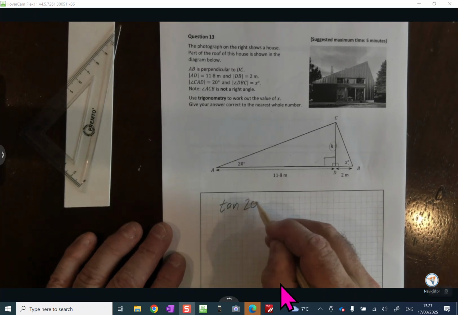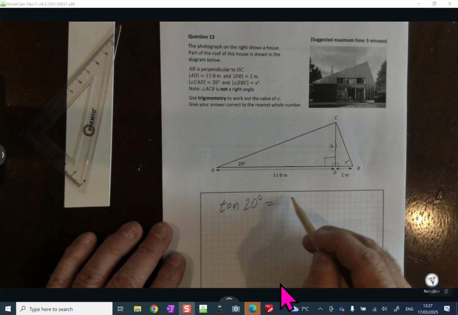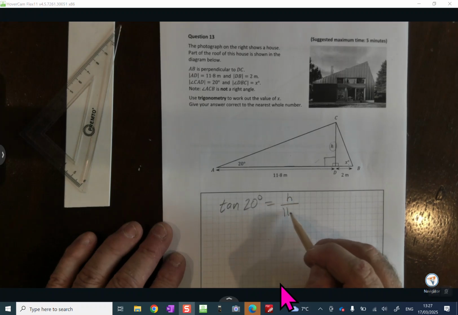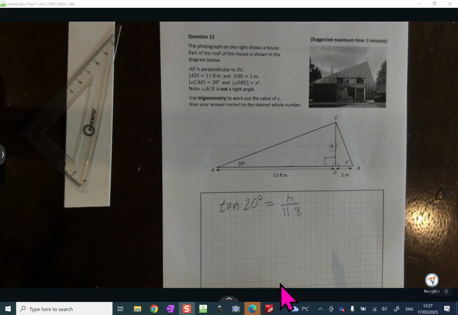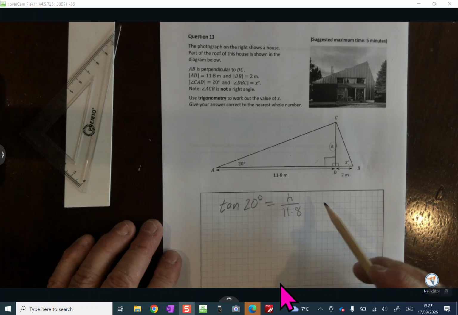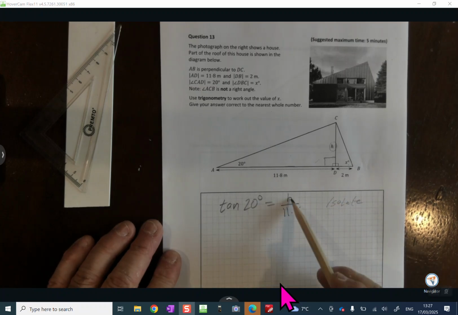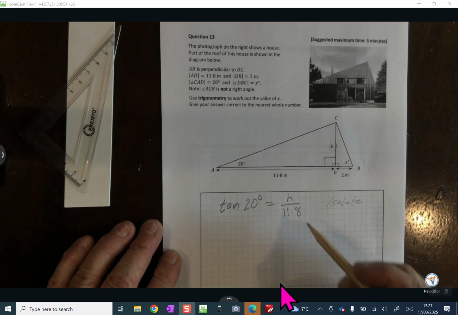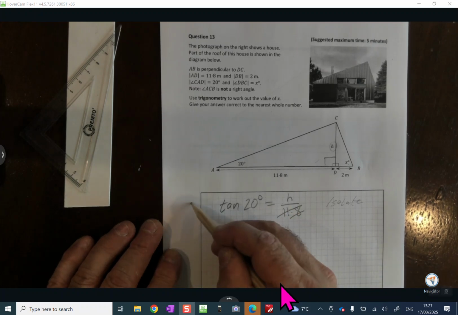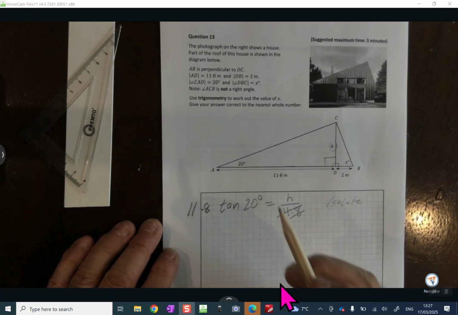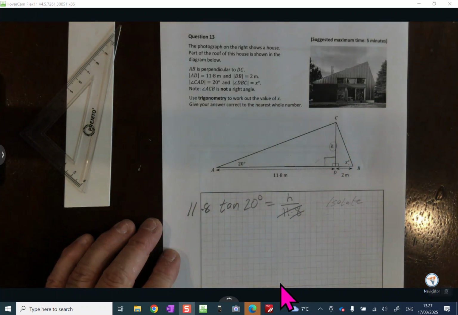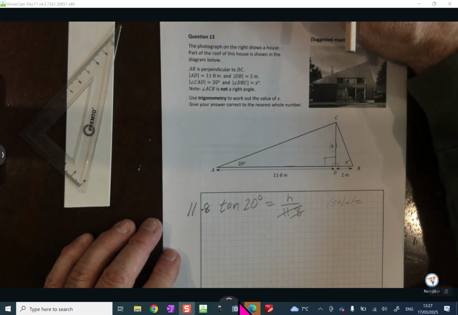The tan of 20 degrees, and then we'll write down what it's worth. It's worth h over 11.8. Okay, so to isolate h using algebra, we multiply across by 11.8. Okay, so let's just cross it out here and write it up here. Okay, now we'll go to our calculator and calculate this.